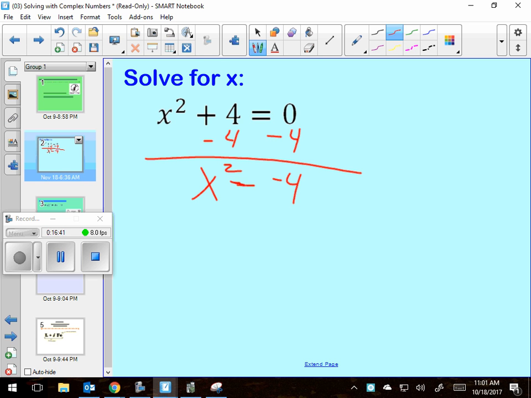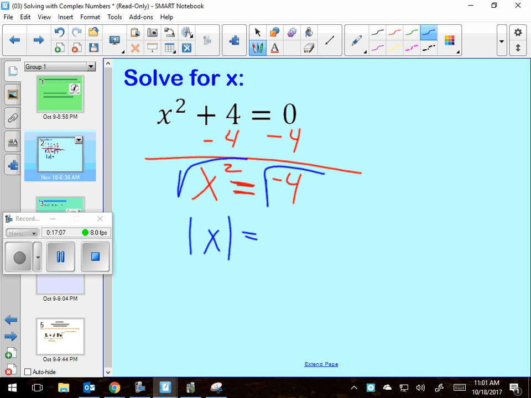x squared equals negative 4. And at that moment, some people go, oh, something squared can't equal a negative, so there must be no solution for this. Wrong. We can do square roots of negatives now. So we square root both sides. And then we get absolute value of x. Now that's the part where a lot of people are like, what are you talking about? It's supposed to just be x there.